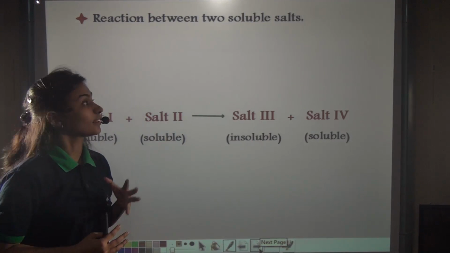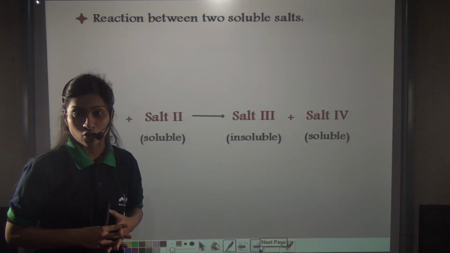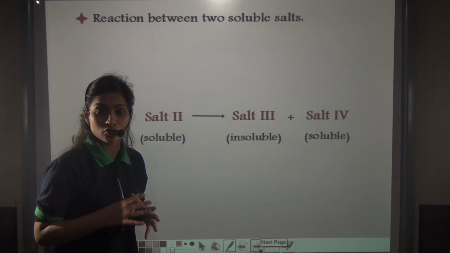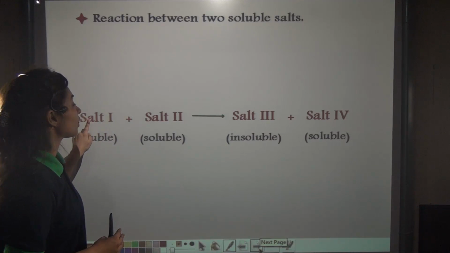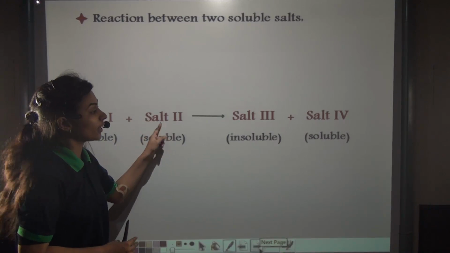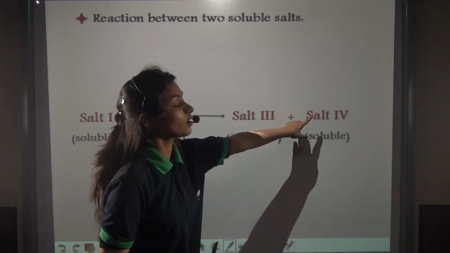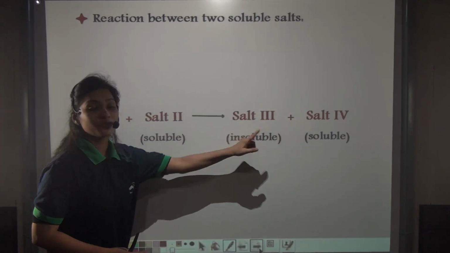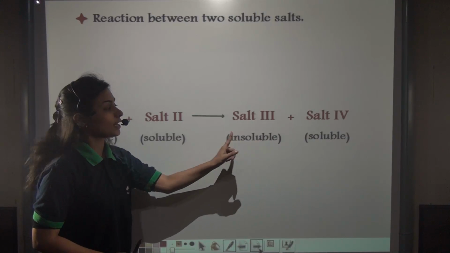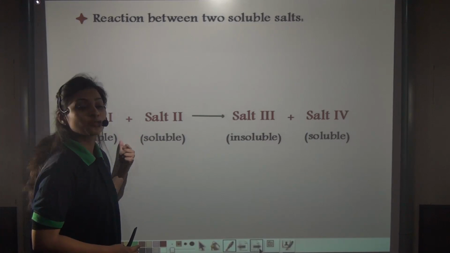Next, let's see the reaction between two soluble salts. So this is also a property of salt, that when you react one salt with another, you get a third salt as well as a fourth salt, but one of them will be insoluble. Let's see an experiment which proves this.